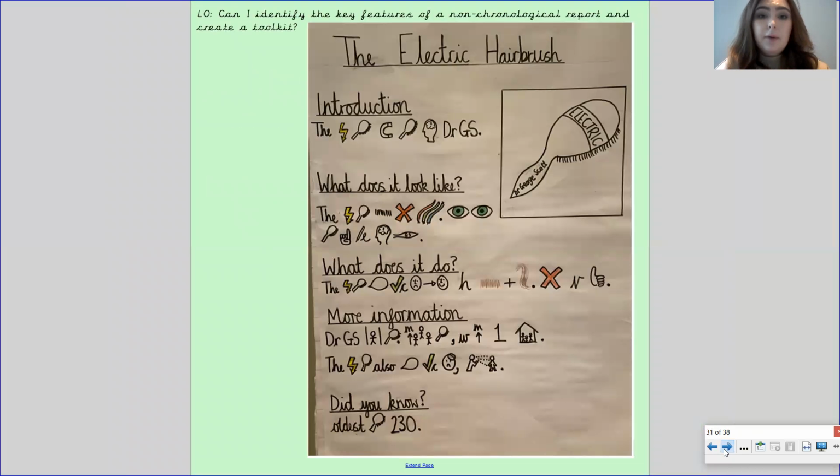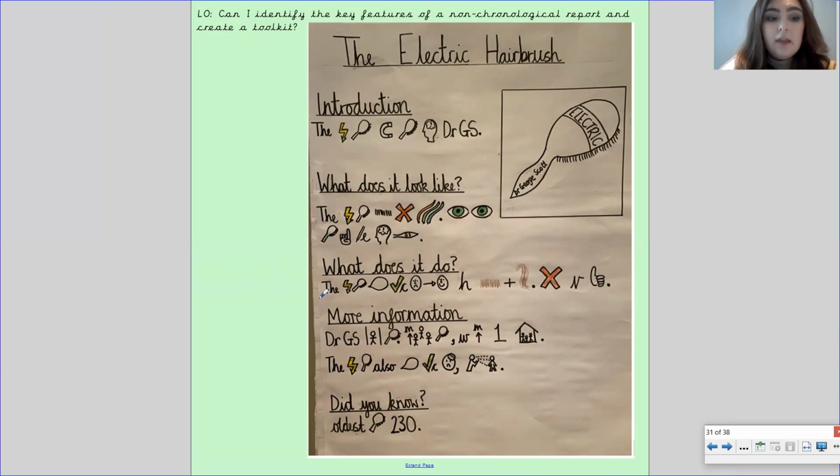So here is our text map, and I'm going to read it out to you because some of the features are within the words that we use. So have a listen. The electric hairbrush. Introduction. The electric hairbrush was in fact a magnetic brush invented by Dr. George Scott. What does it look like? The electric hairbrush was made of bristles and not electrical wires. It looked like an ordinary hairbrush, but was engraved with the inventor's name on the handle.